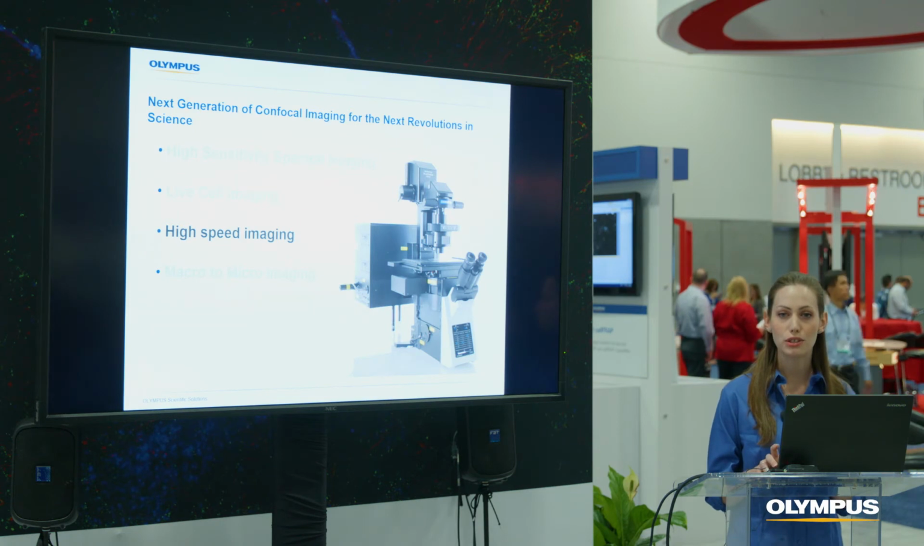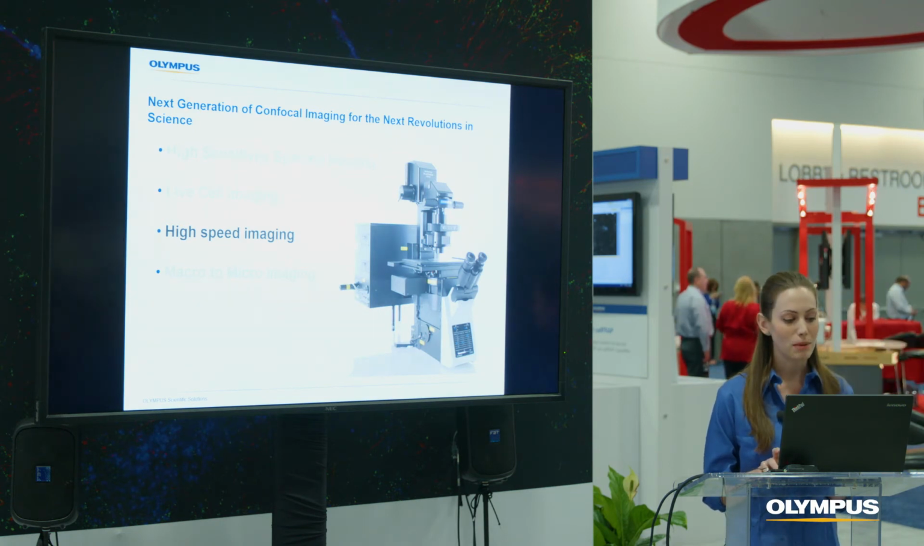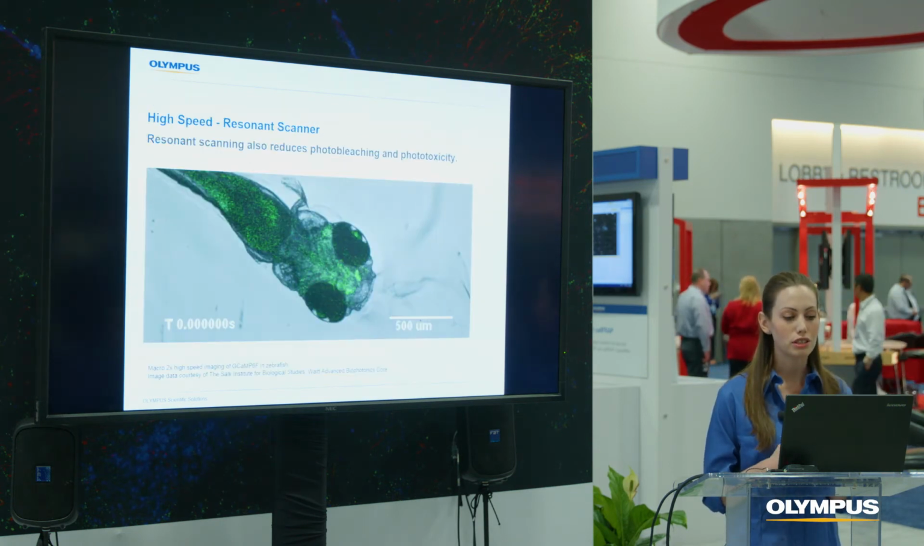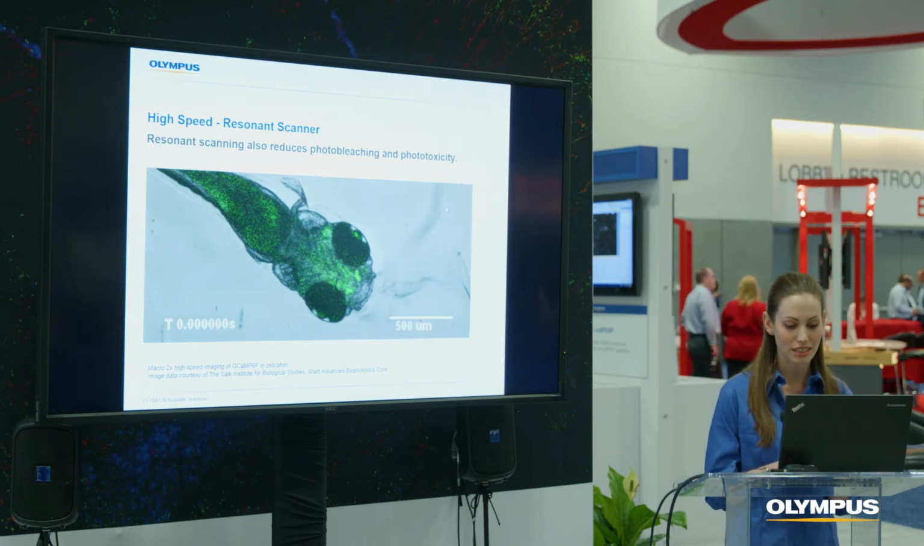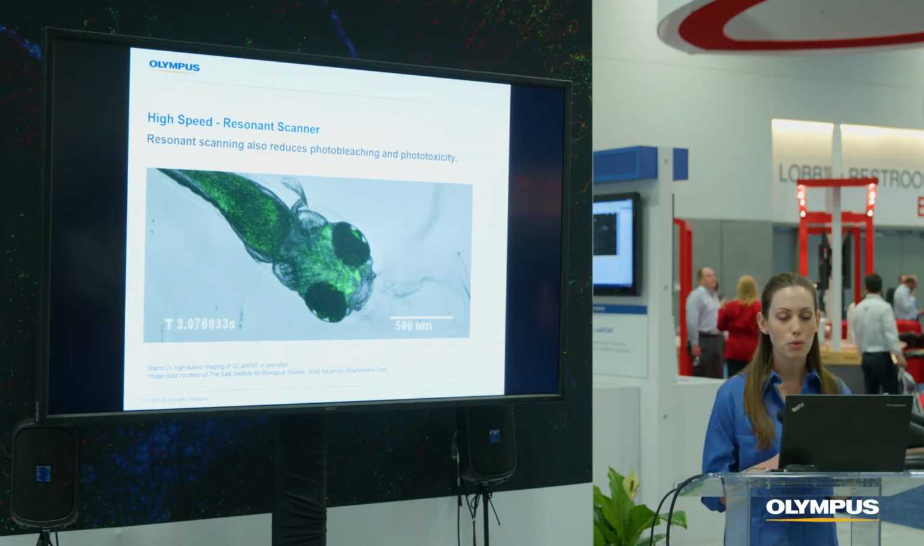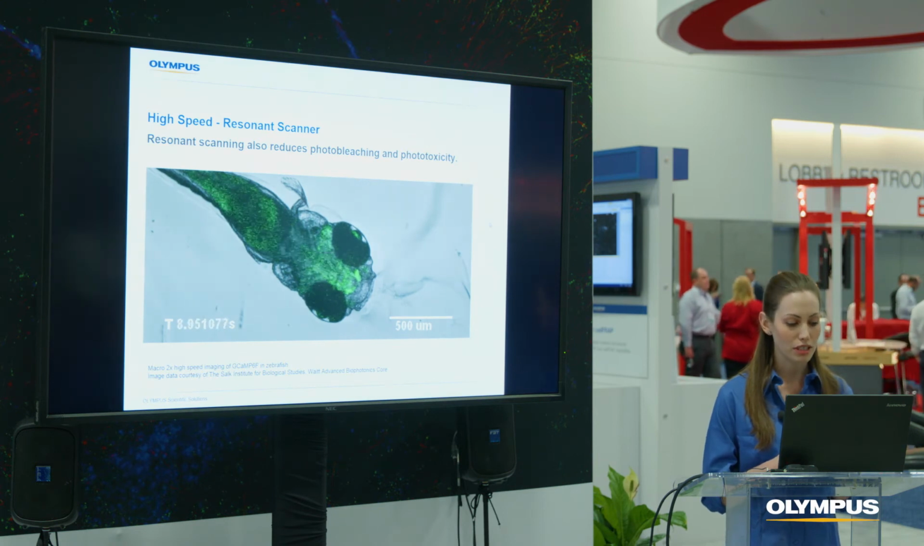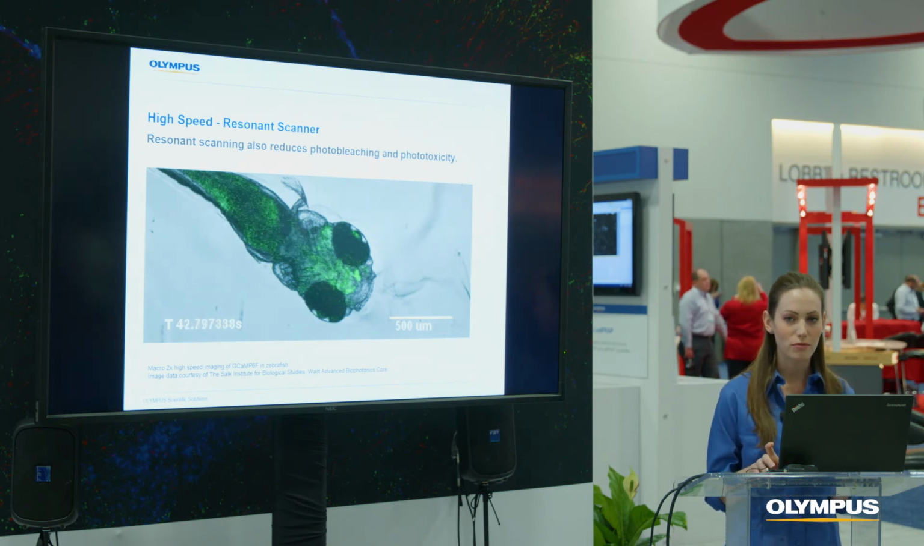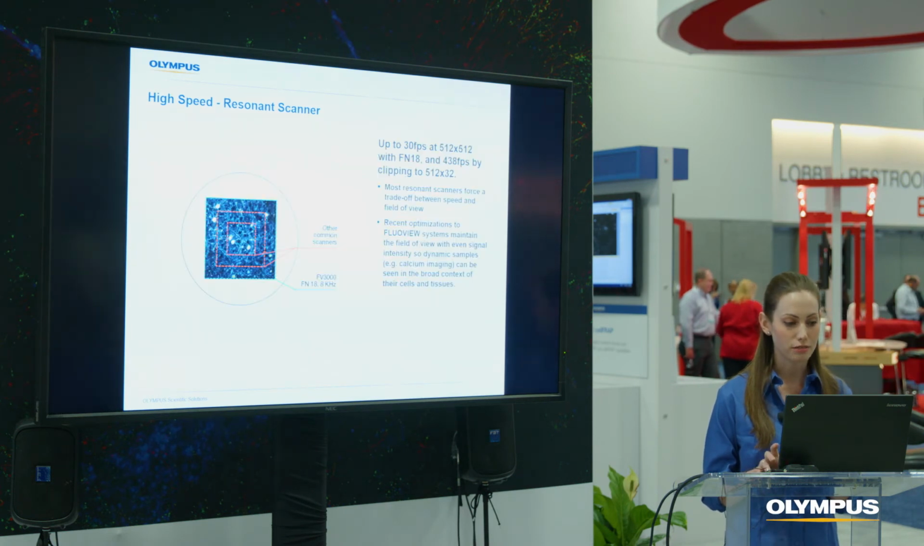So moving on to high-speed imaging. High-speed imaging is critical to allow the user to reduce the photobleaching and phototoxicity in a sample, and it allows you to more accurately image in vivo samples here. So this image of a zebrafish here was captured using a macro 2x lens and resonance scanning, and you can really see the live real-time physiological events that are occurring within the whole organism itself.